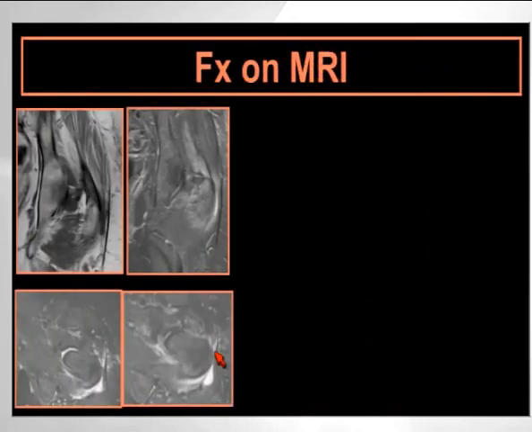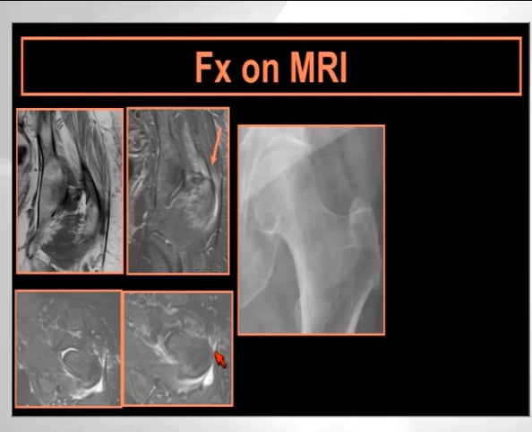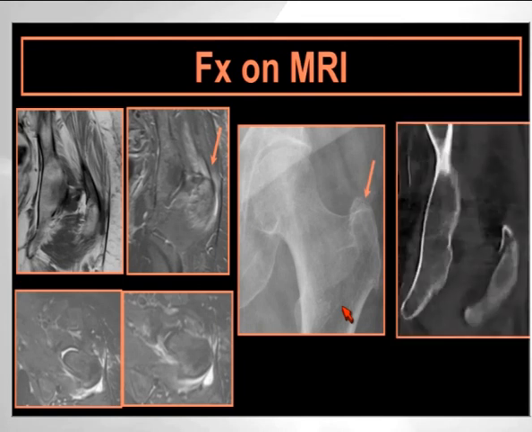Now, is MR one-stop shopping? Actually, this was a recent case where we had some tendinopathy of the gluteus medius, some reactive marrow edema, a little bit of trochanteric bursitis. We did follow-up radiograph, and we saw this fracture lucency. And then CT was done, and we saw this fracture.